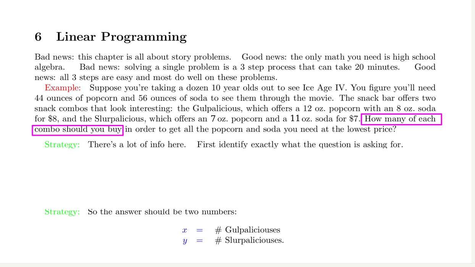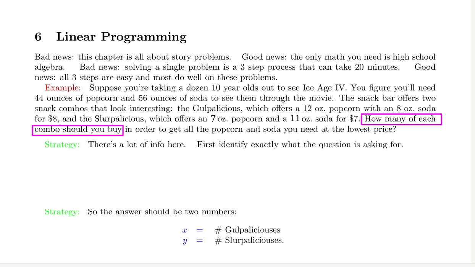Suppose you're taking a dozen 10-year-olds out to see Ice Age 4. So you're going out to the movies with a bunch of kids, and you're going to need to provide them with 44 ounces of popcorn and 56 ounces of soda to get them through the whole movie. They're going to be able to share the soda and the popcorn.